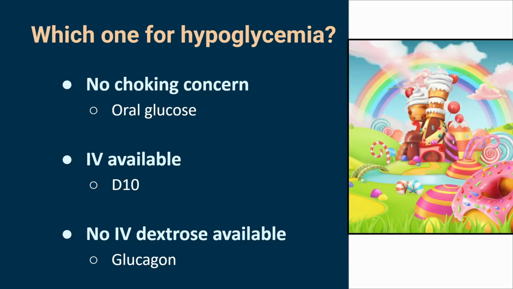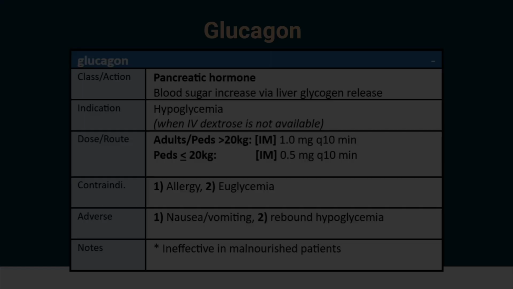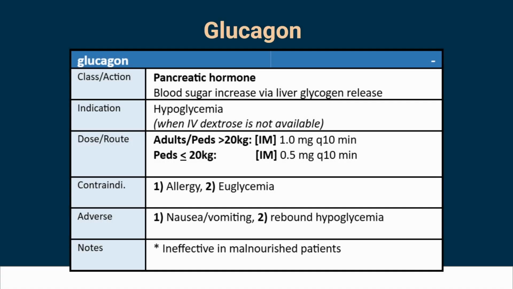Now, the only reason I'm not doing that is if they are a choking concern, in which case we're secretly super happy we can start a line and run dextrose. But the only reason we're giving glucagon is if IV dextrose isn't available, either because I don't have any or I couldn't get an IV. So we're not leading with glucagon, we're just doing it if we can't give oral glucose or D10. In fact, I think that's probably listed as a contraindication. Nope. It's just part of the indication.